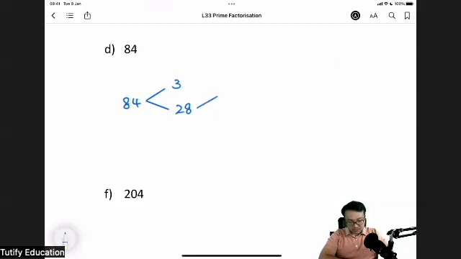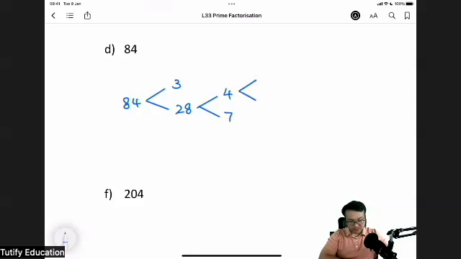So now do you think 28 can be divided by 3? Yes or no? No. 2 plus 8 is 10, cannot. So can 28 be divided by 4? Yes, can. 4 times what is 28? 4 times 7. Yes, correct.